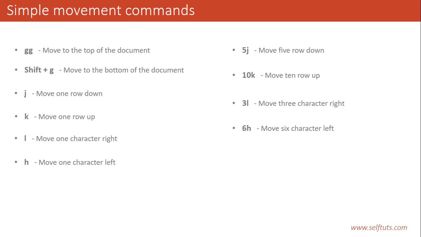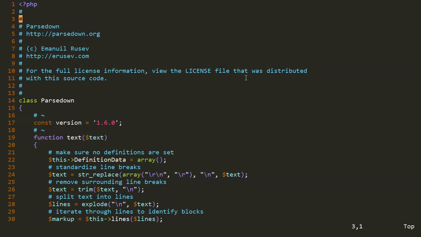Now if you have to move 3 characters to the right, first I'll press 3 and then L. Sorry, there is no third character here, so I'll move to line number 4, then I'll press 3 and then L. It will take me 3 characters to the right. And now suppose I have to move 5 characters to the left, so first I'll press 5 and then press H, and it will take me 5 characters left.